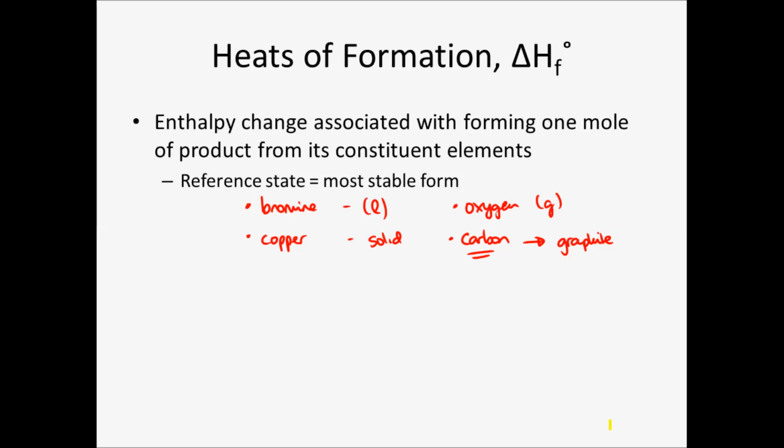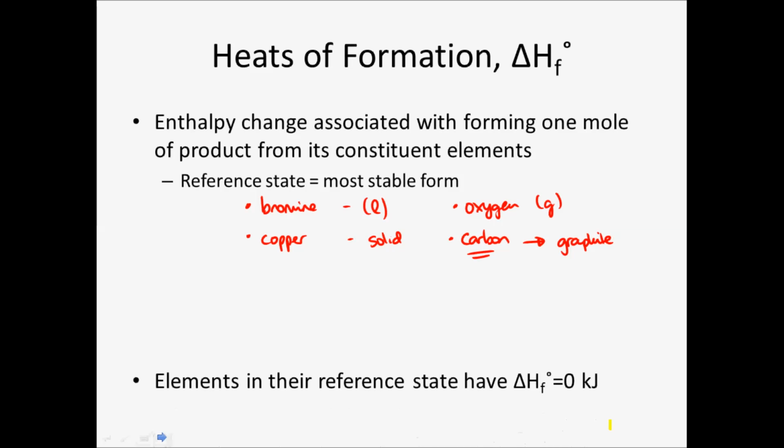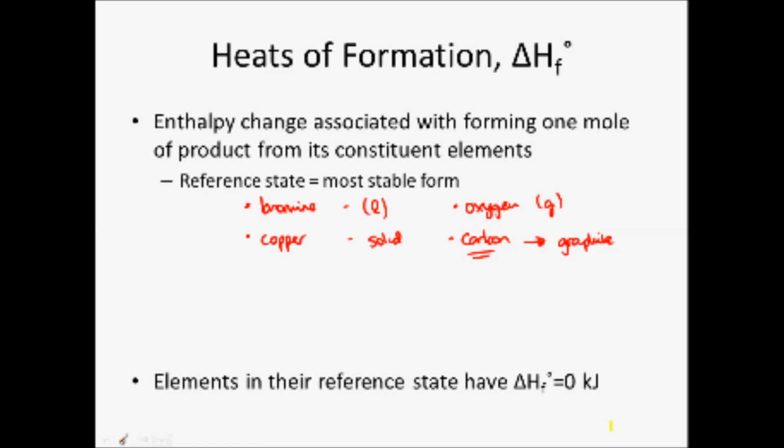The reference state of a particular substance is its most stable form. So for example, bromine's reference state is a liquid, while copper would be the solid. Oxygen would be gas. In an exam, I would just expect you to know the ones that are common sense or common knowledge. The only exception is carbon. The reference state of carbon is graphite. It can be deduced from the definition that elements in their reference state have heat of formation of 0.